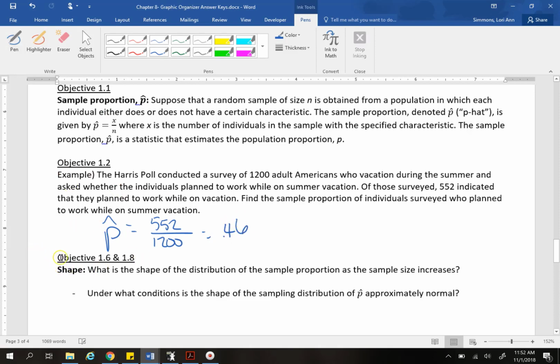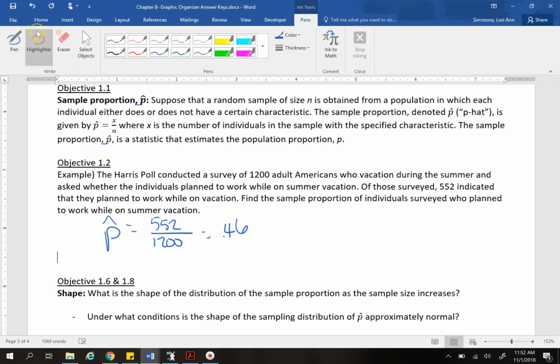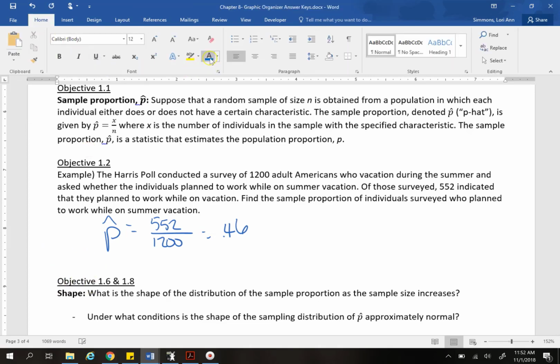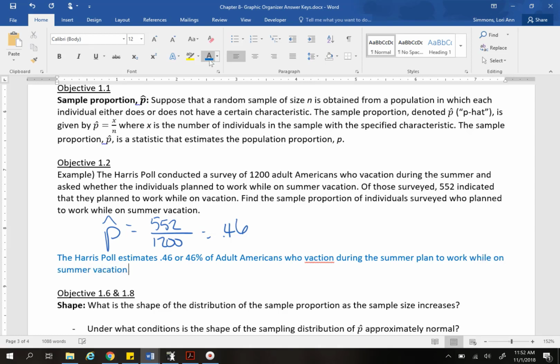So we've done stuff similar to this. Let's put it in words of what this means. The Harris Poll estimates 0.46, or 46%, of adult Americans who vacation during the summer plan to work while on summer vacation.